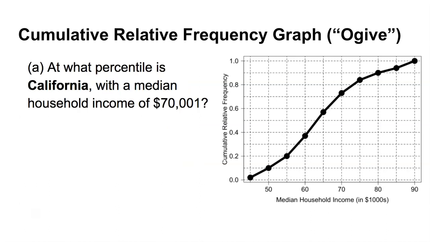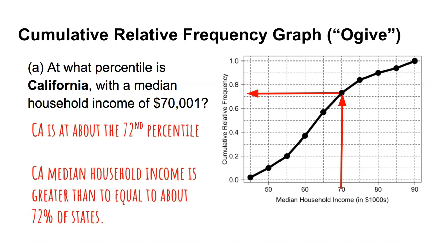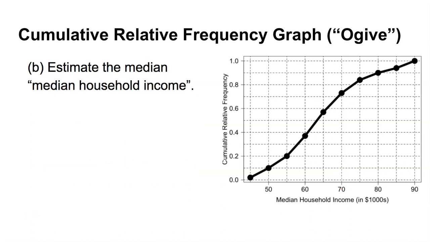Part A, at what percentile is California with a median household income of $70,001? To find that, on the x-axis, you would look for 70,000 and draw a line up to the graph, and then over, and that's your estimate of the percentile. So we'd say California is at about the 72nd percentile. California median household income is greater than or equal to about 72% of states. And that's how you'd interpret that.